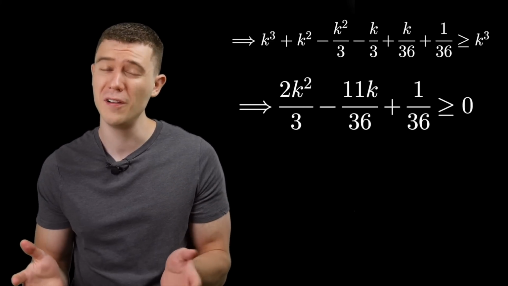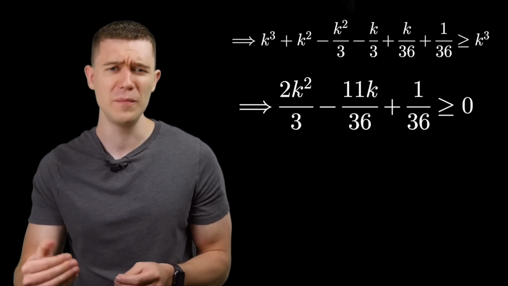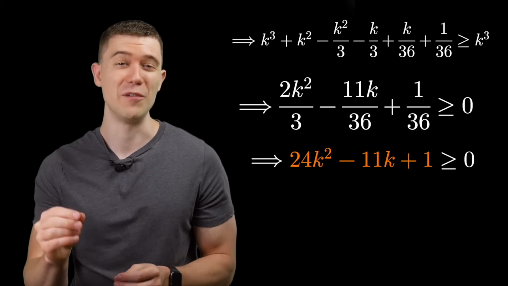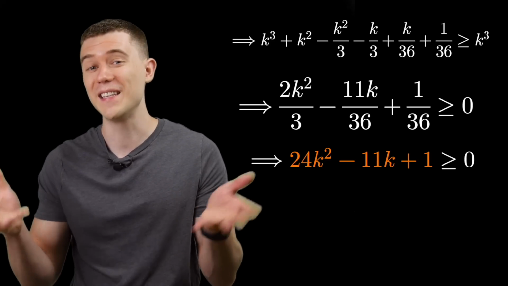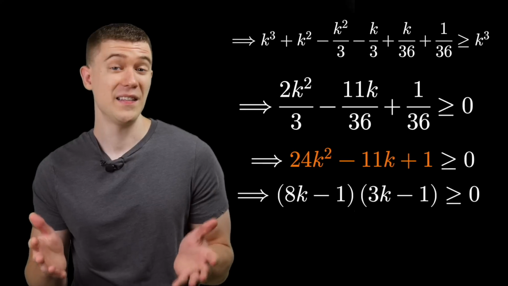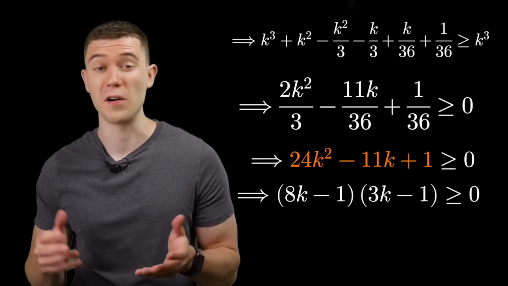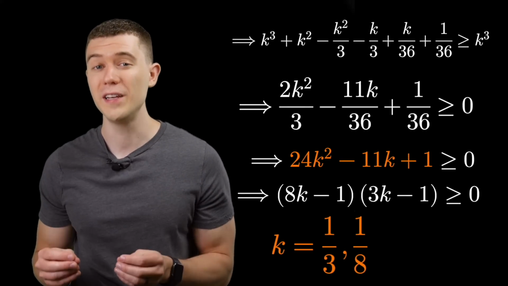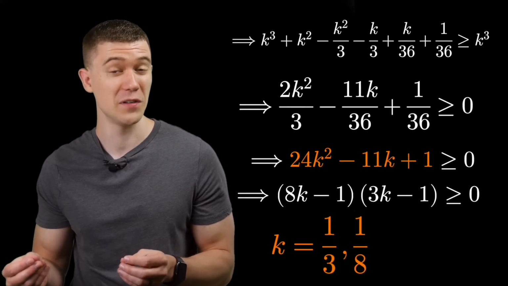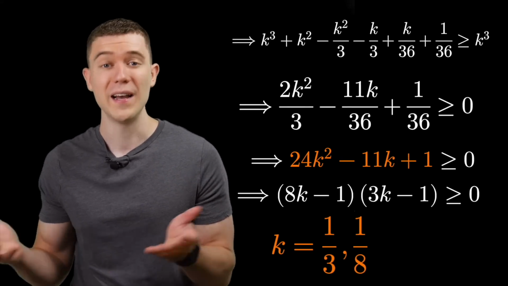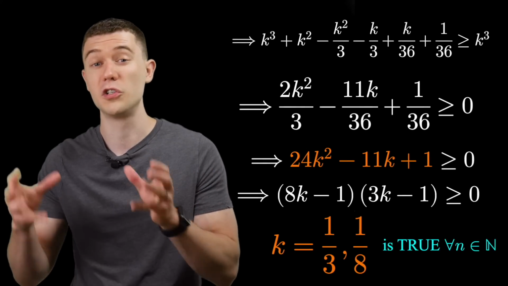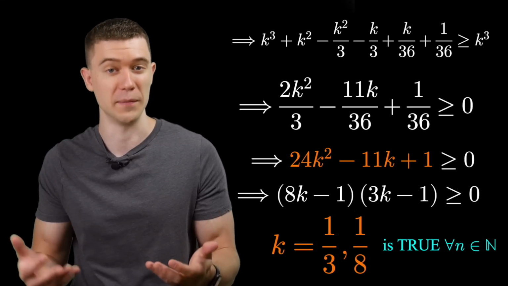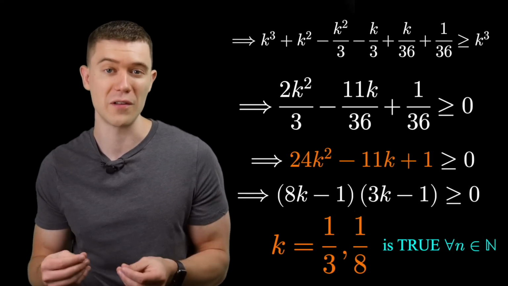clunky polynomial. Fortunately, we can clean it up a little bit by multiplying everything by 36. And hopefully you're up to date with your factoring by grouping, because this does factor pretty nicely. And the solutions of this inequality are k equals 1/3 and 1/8. Fortunately, we're only interested in k in the natural numbers, starting at 1 and greater, and thus this inequality will hold true for all k in the natural numbers. Basically, a positive times a positive is a positive, which is greater than or equal to 0.